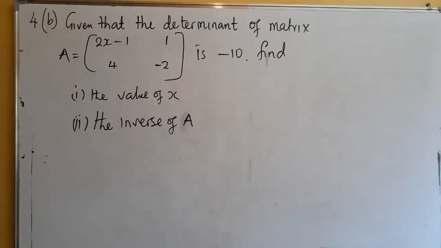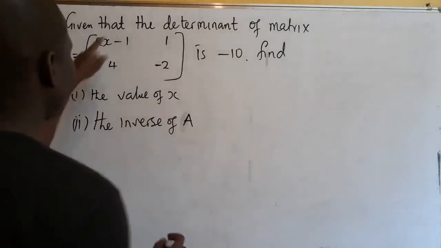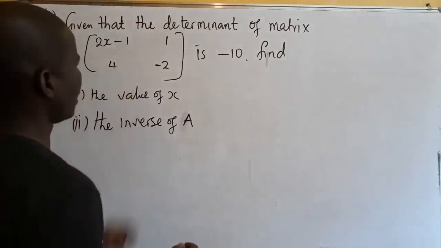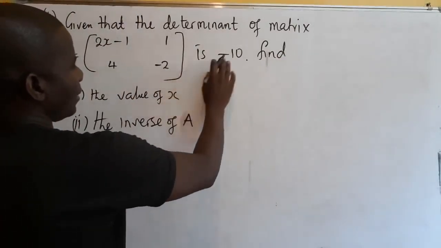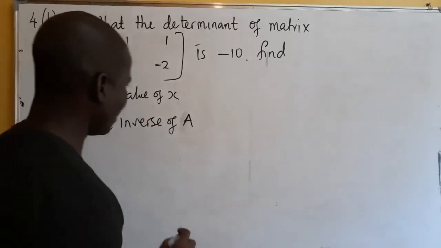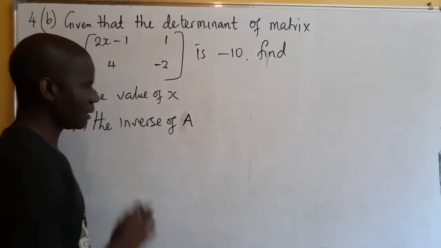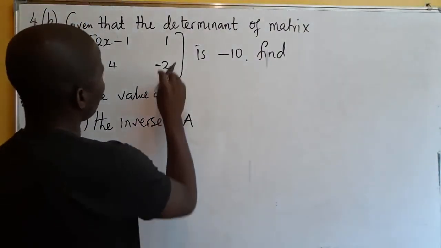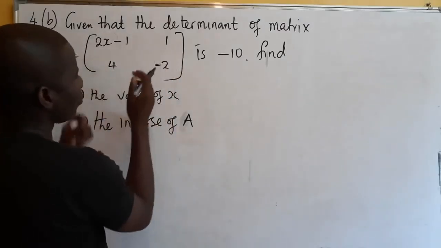Let's look at question 4b. Question 4b is on the board. Given that the determinant of the matrix, this is the matrix here, is -10, find the value of x. And then the second part, we're going to find the inverse. So we need to find the determinant. How do we find the determinant?